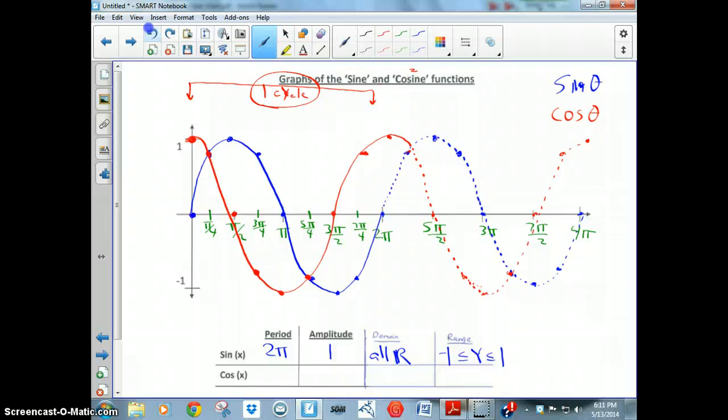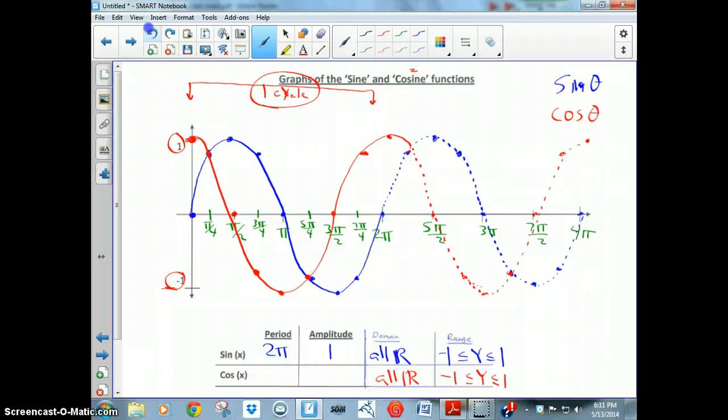Now the domain is the same as the sine curve. The domain is going to be all real numbers, because I can put any number in for x or for theta and get an answer. The range is also going to be the same. The lowest the graph gets is -1, and the highest the graph gets is +1. So my range will also be the same.